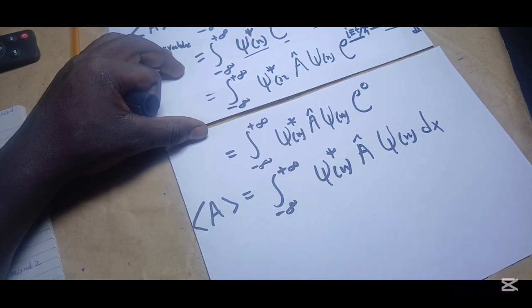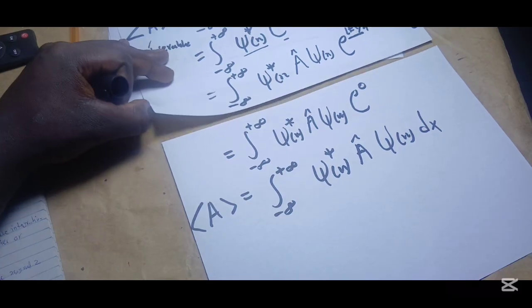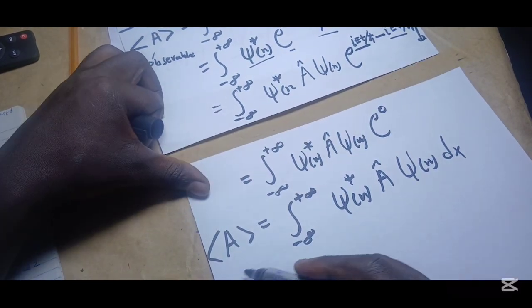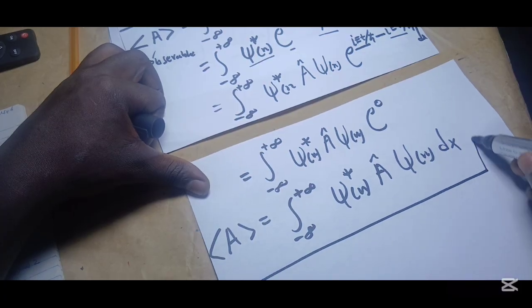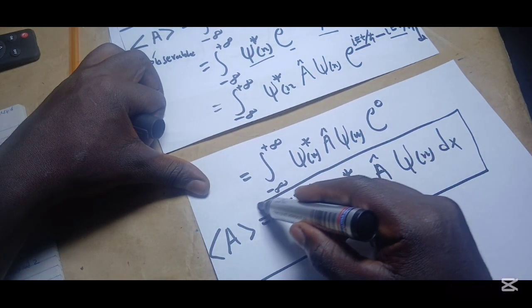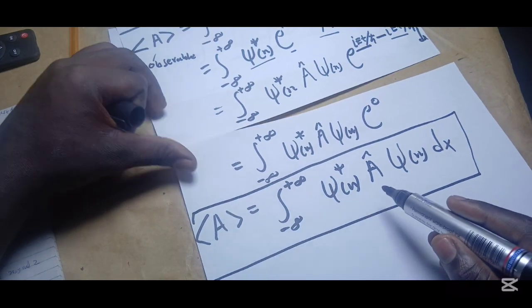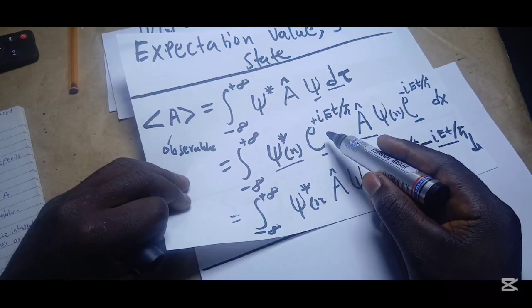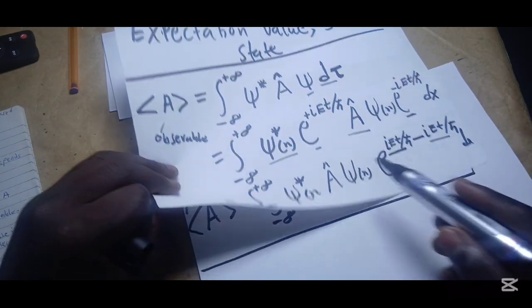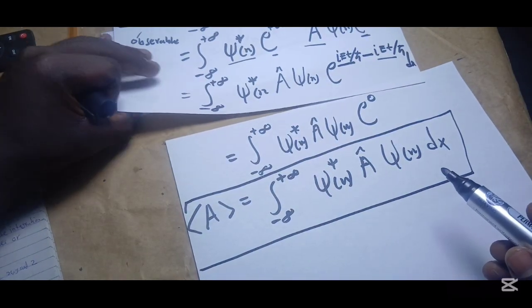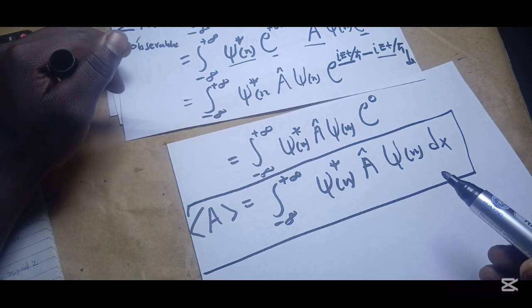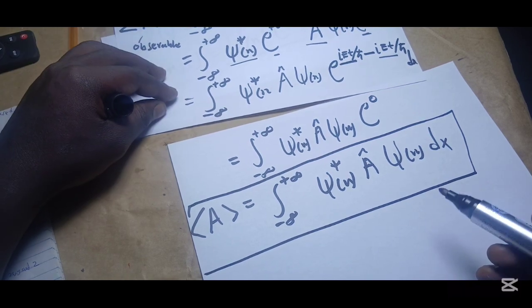So what we've just proved here is that if you are given a wave function to operate on, to find the expectation value of a given observable, you can just write the formula straightforwardly as this, without including the exponential part of the function. Because when we take the complex conjugate of the wave function, the exponential part cancelled out.